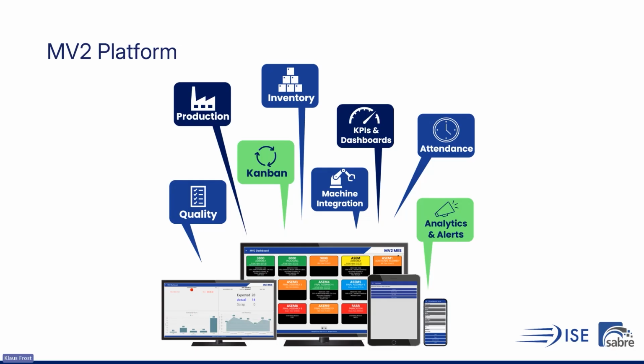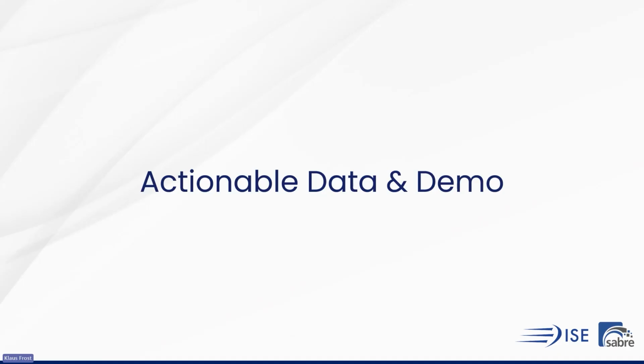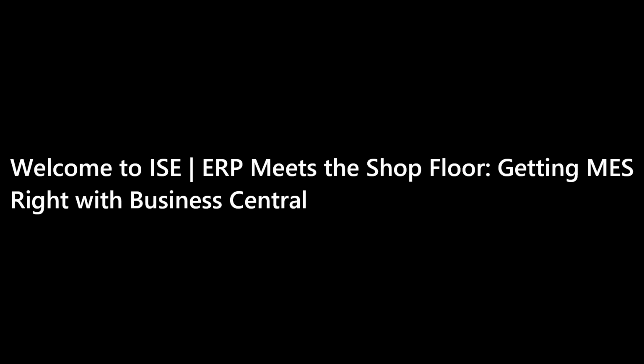And as you can see at the bottom, there are different types of user interfaces, information that becomes very actionable, as well as the different types of devices that can be used out on the shop floor or by material handlers, and so on and so forth, within the organization to support the use of MV2. So with that, I'm going to transition over to Rick, and he's going to talk about the actionable data and presentation of the solution. Rick?